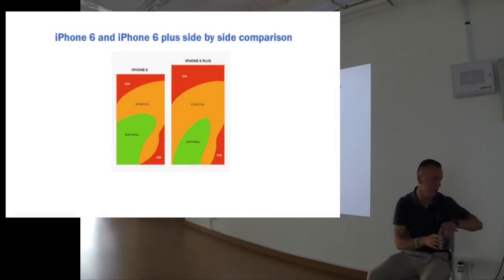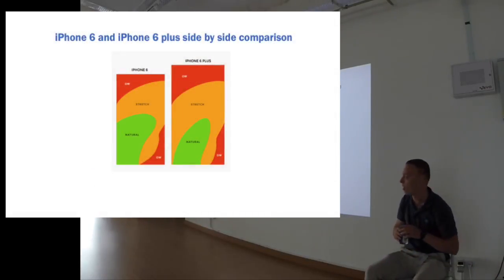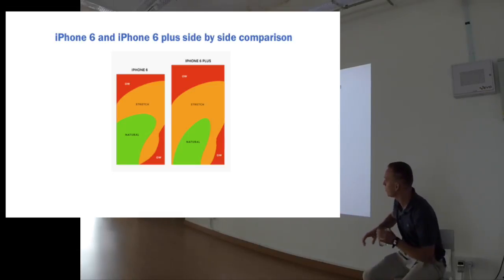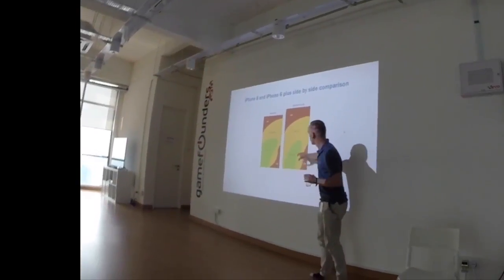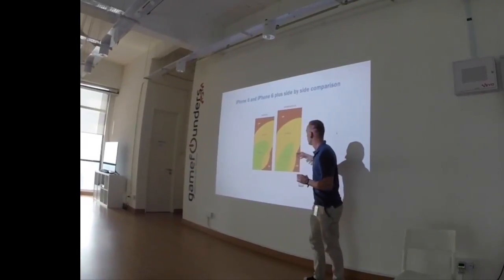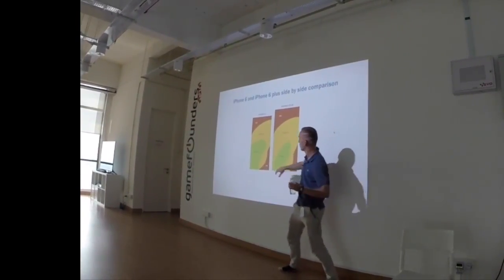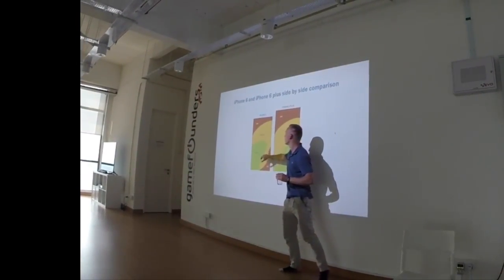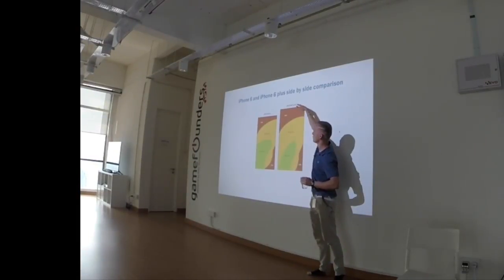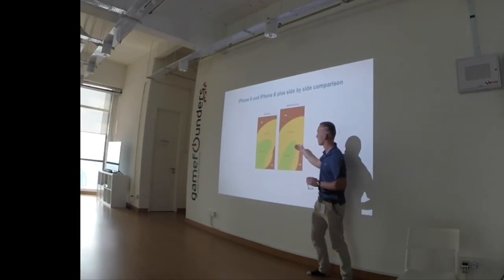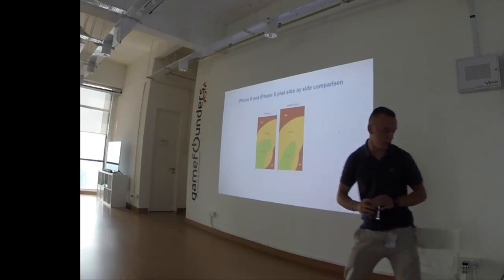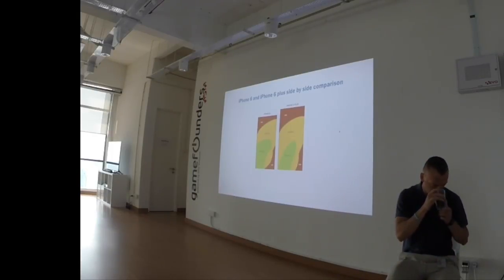So just to compare iPhone 6 to iPhone 6 Plus, you can notice that the natural position of our finger here is even smaller than on the iPhone 6. That's because the screen size is much bigger and it becomes less natural for our finger to reach it.